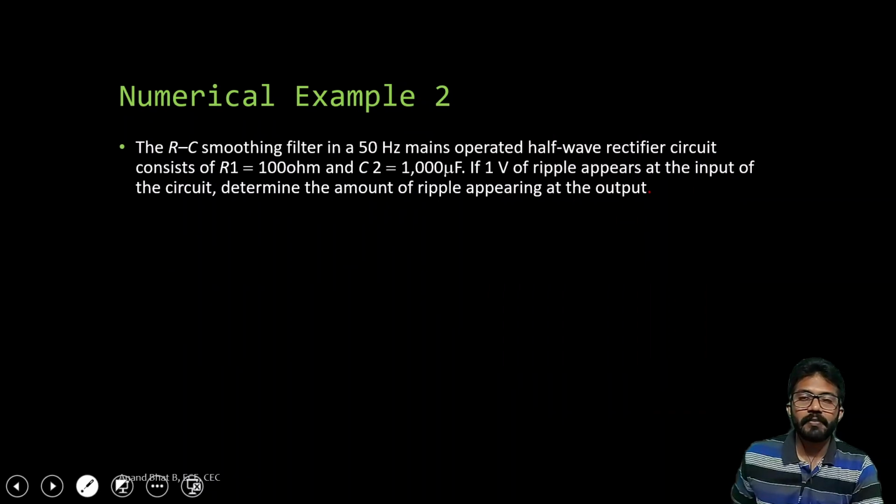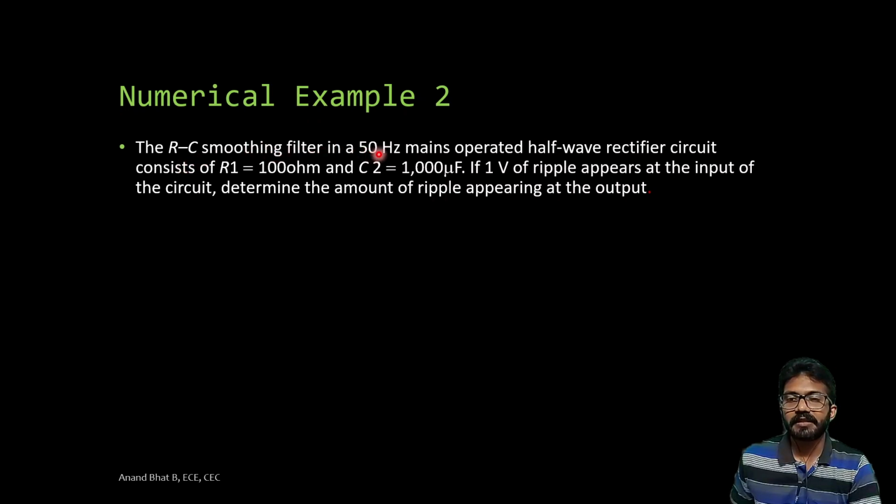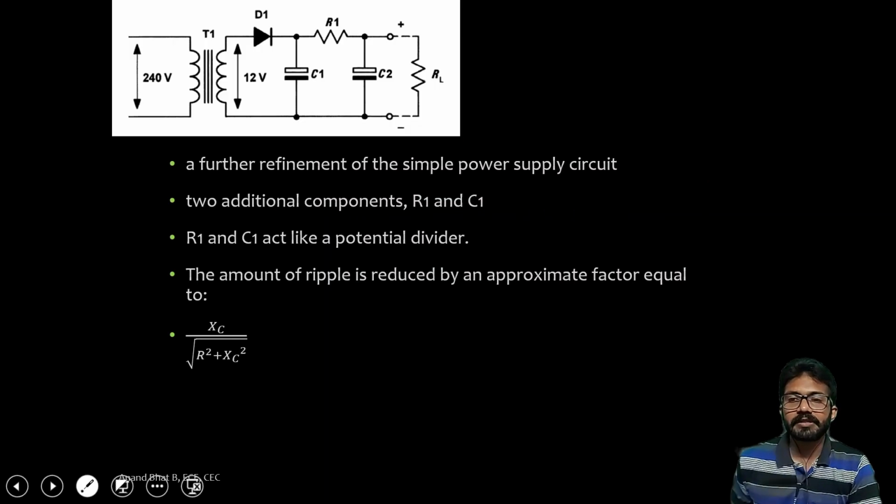Let us see by what factor this ripple reduces. Here a numerical example is given. An RC smoothing filter at 50 Hz has R1 equal to 100 ohms and C2 equal to 1000 microfarads. If 1 volt is the ripple across the input of the circuit, determine the amount of ripple appearing at the output. So what is given here is the value of this resistor and this capacitor, and using this formula we have to find the amount of ripple reduction.